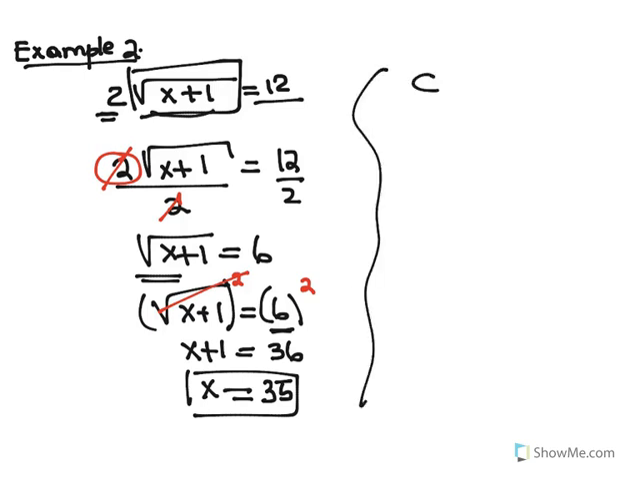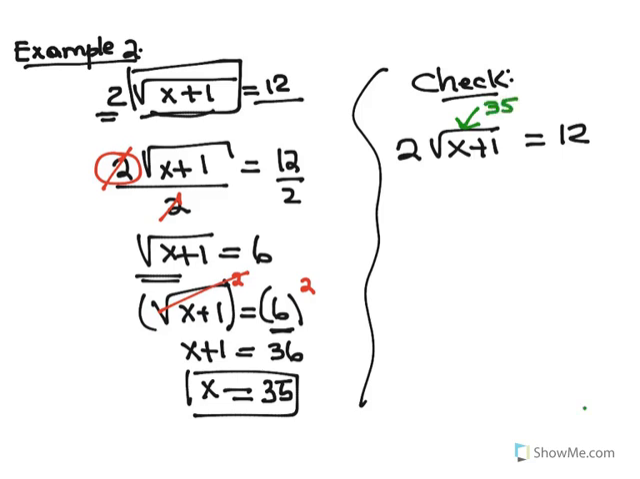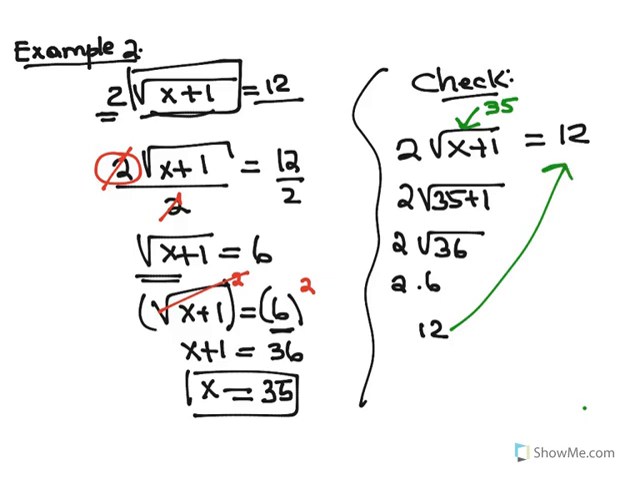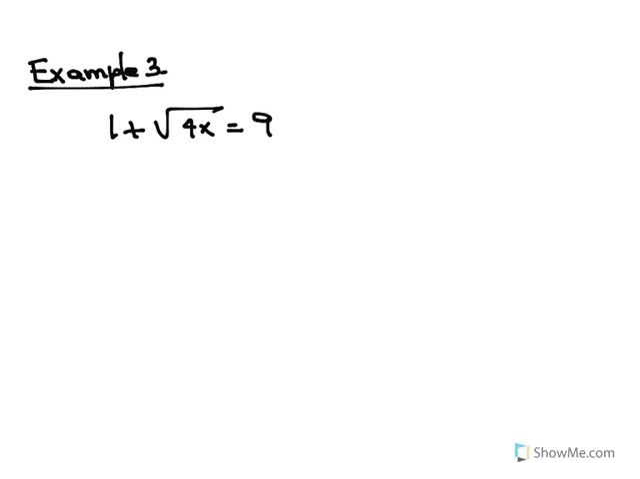Let me check my answer. Remember, you always need to check. So I have 2 times the square root of x plus 1. That's my equation. You copy your equation, and you are going to substitute the value of x right here. We have x is equal to 35. So I have 2 times the square root of 35 plus 1, and 35 plus 1 is 36, and the square root of 36 is 6, and 2 times 6 is 12, which is the number I had to get. Okay, so my answer satisfies. Let's go with another example.